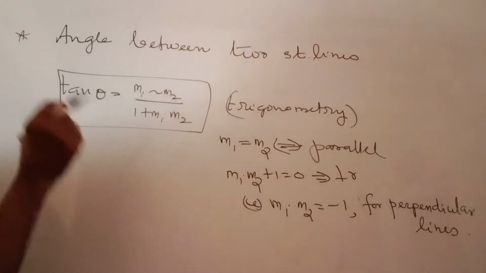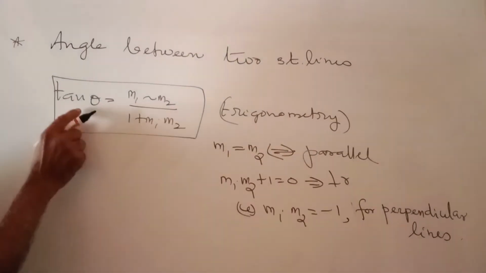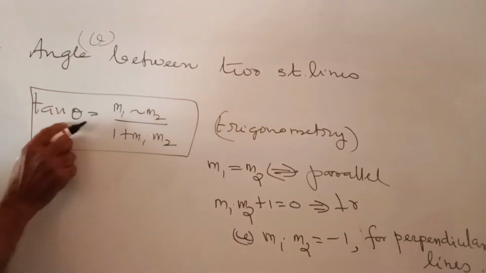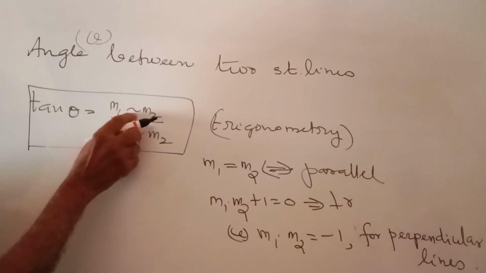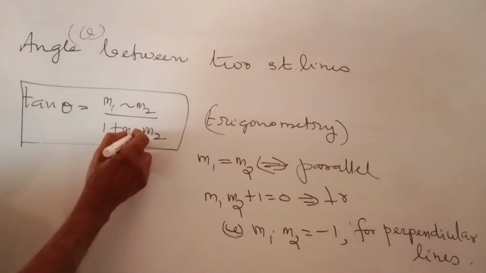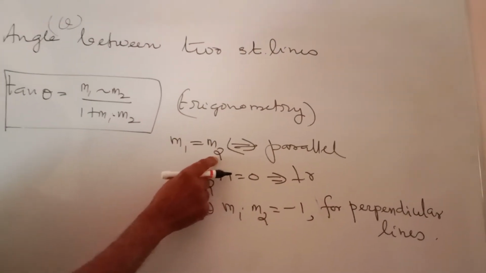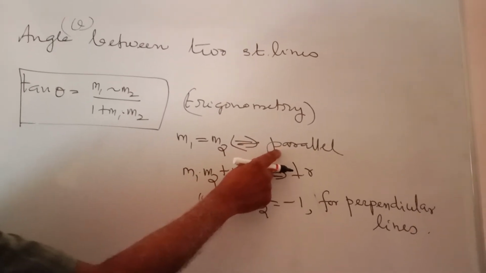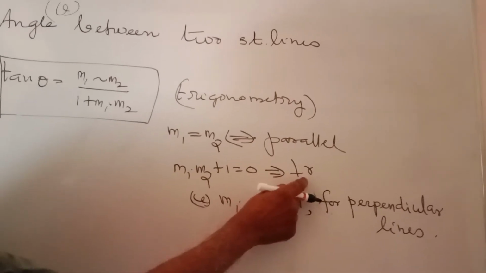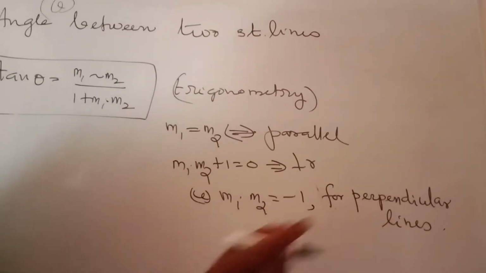Now we consider a result in trigonometry: angle between two lines. Angle is theta. The formula is tan theta equals (m1 - m2) by (1 + m1 m2). m1 equals m2 means the lines are parallel. m1 m2 plus 1 equals 0 means the lines are perpendicular. This means m1 m2 is minus 1 for perpendicular lines.